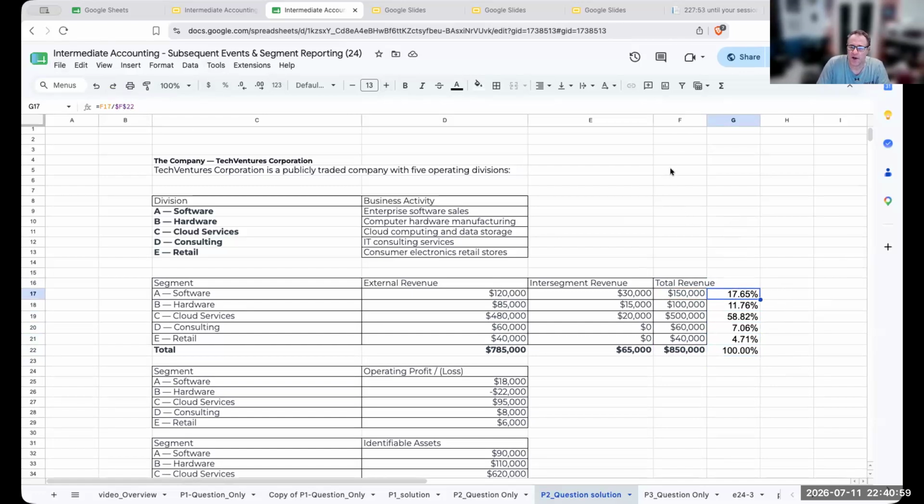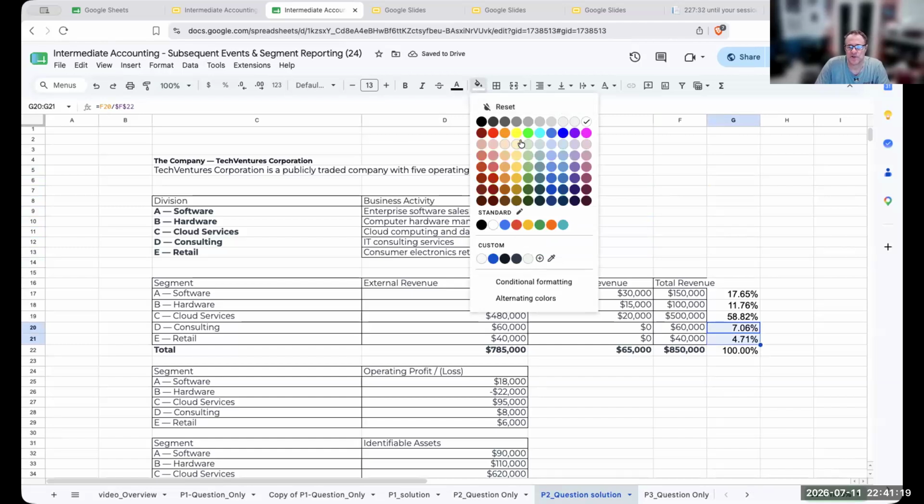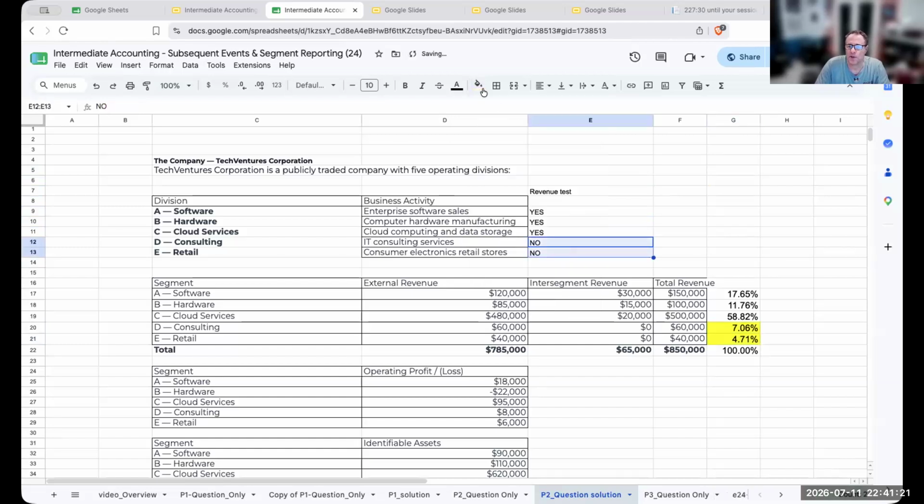So as of right now, in terms of reportable, we'll call this the revenue test, and we'll say yes, yes, yes, no, and no. The reason why these are no is because they fell below the 10% test. Okay, let's take a look at the next test.